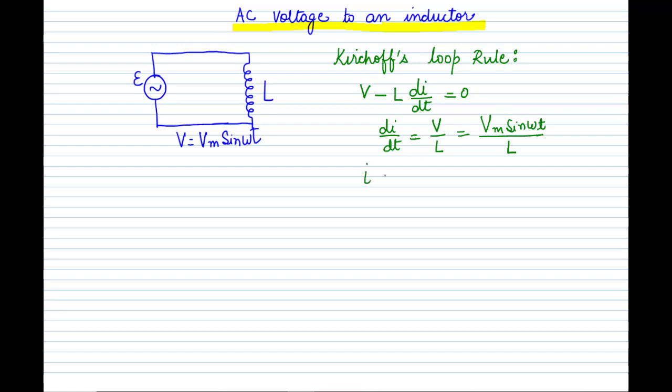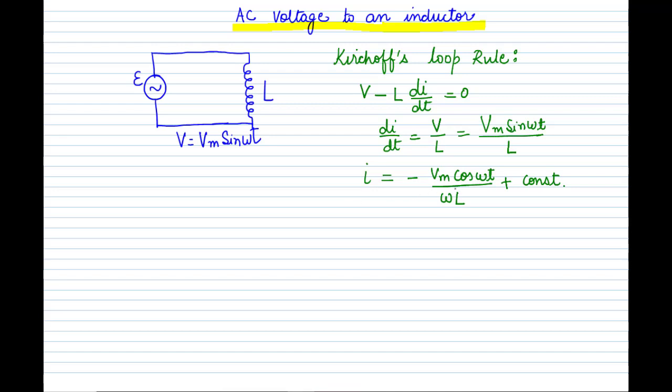After integration we get I is equal to minus Vm cos omega t upon omega L, because the integration of sin omega t is minus cos omega t upon omega, and L is already there. Because this is an integration, we always have a constant as well. So this is the value of I we are getting.